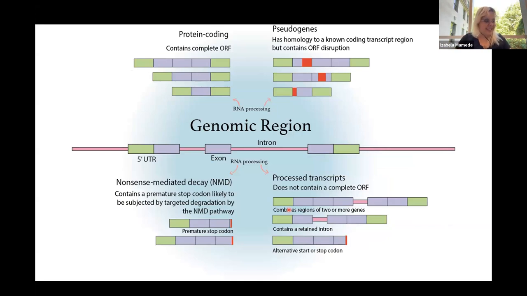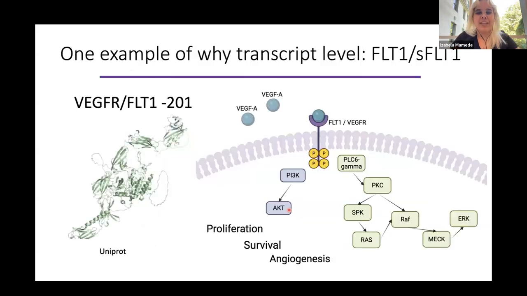All right, but is there any meaningful impact of not analyzing at the transcript level for a clinician or for clinical results? There's a very good example, actually a textbook example, related to VEGFR or FLT1, the VEGF receptor. Under normal conditions, VEGFA binds to the receptor, it gets phosphorylated, and it activates two types of cascades, the PI3K-AKT cascade and the ERK cascade. These cascades activate proliferation, survival, and angiogenesis inside the cells.